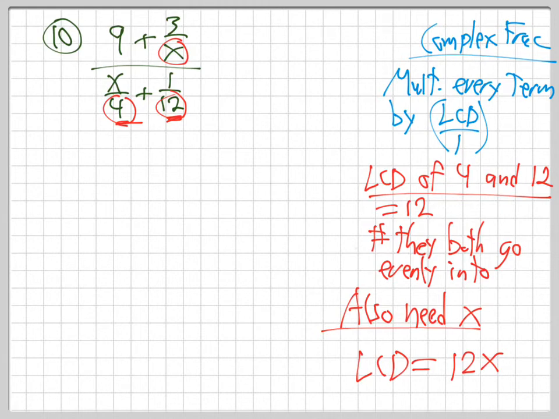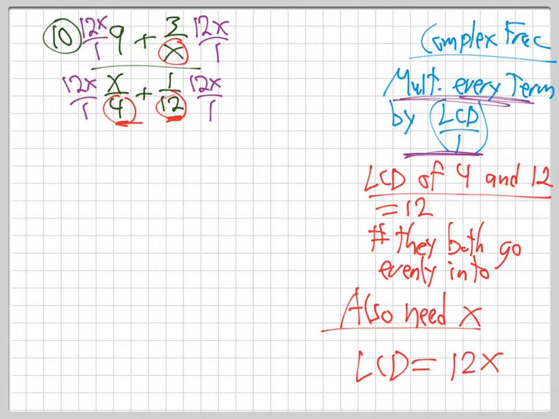So then we take that 12x and we multiply every term by it. So I'm going to come in here and go 12x over 1, 12x over 1, 12x over 1, 12x over 1. You multiply every term by the LCD over 1.